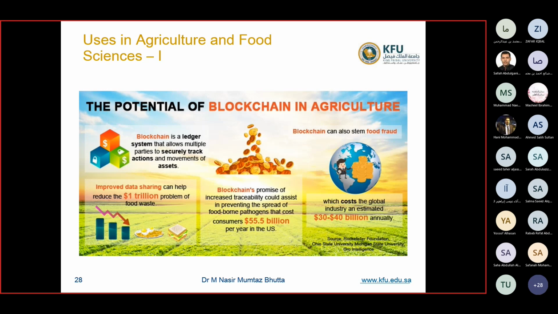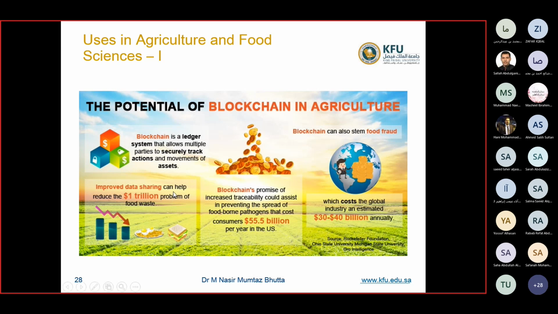First of all, the most important discipline in our university is agriculture. So what is the potential of blockchain in agriculture? As you know, it's a system that can store information, even for multiple parties, to store the actions and movements of assets. It has made it possible to share data. For example, you're sharing your plant data or anything else with other partners, and that can be possible.